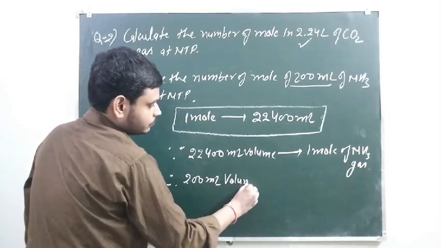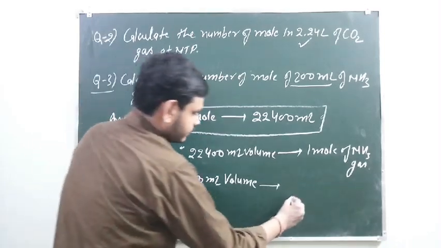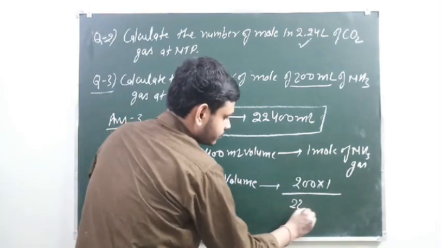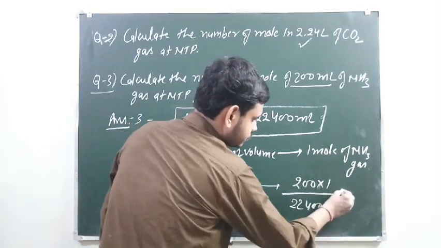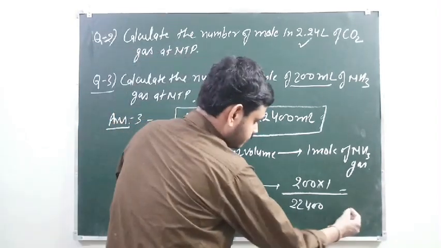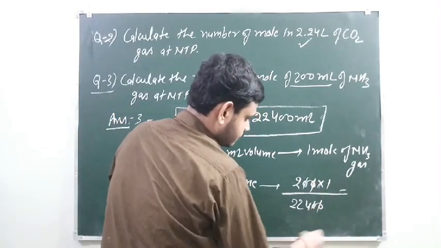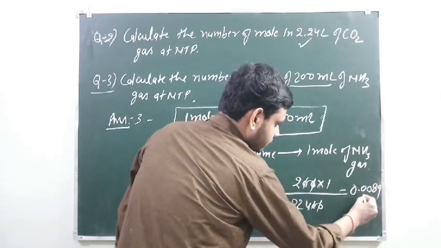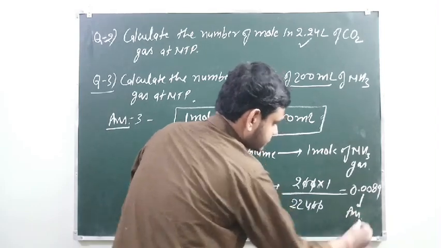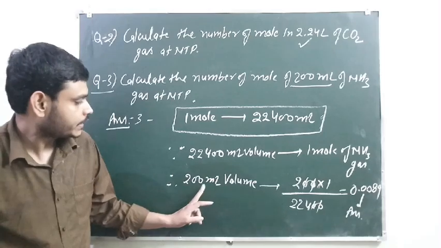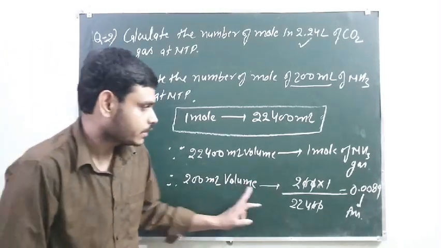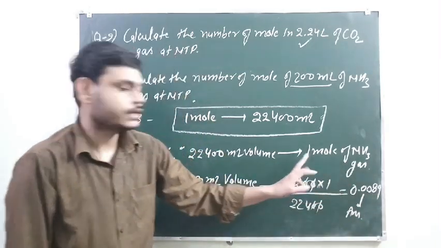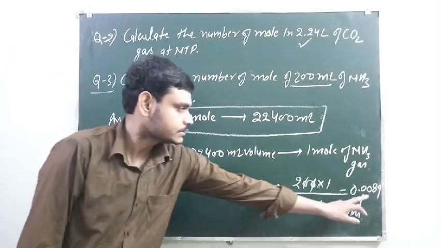Since 200 ml volume is occupied by, that is 200 into 1 divided by 22,400, which is equal to 0.0089 mole. This is the answer. It means that 200 ml volume is occupied by 0.0089 mole of NH3 gas. Clear? This is the answer.